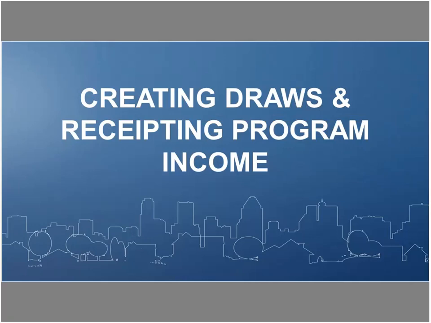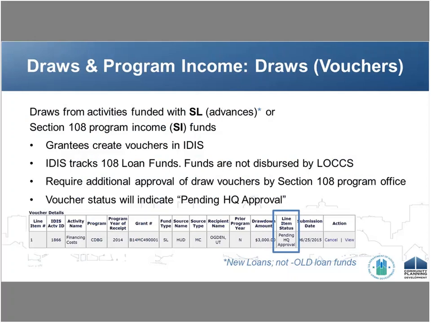So now we're going to look at creating draws and receiving program income if it applies. So we do have one added level of security when you're creating a draw voucher for the use of SI or SL fund types. And that occurs once the voucher for drawdown has been created and approved at the grantee level. So the grantee will create the voucher in IDIS, and it will approve it, and once it's done, it will change the status to pending HQ approval. At that point, you'll need to reach out to our office for final approval of this loan.